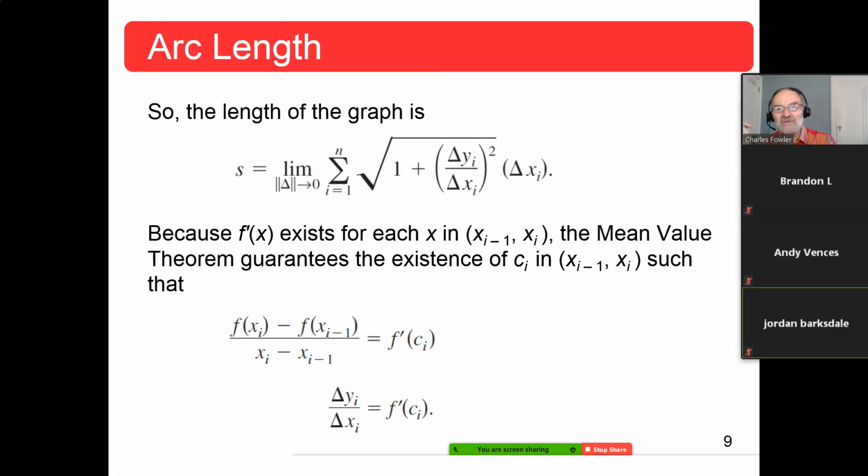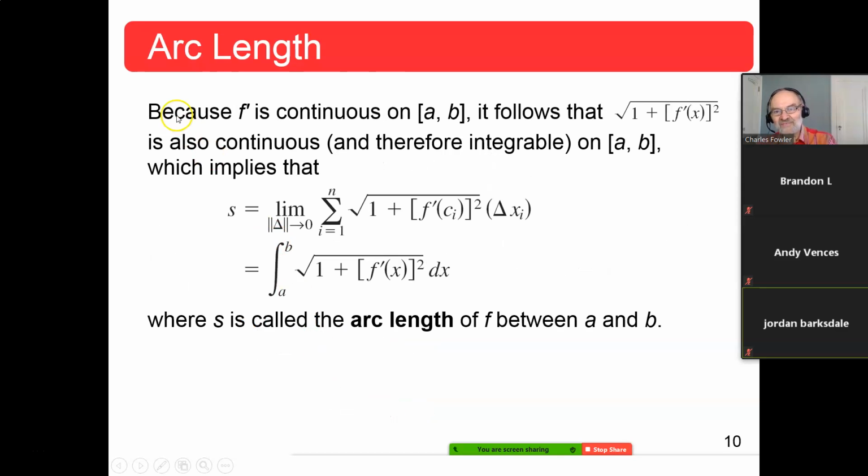The f prime had to be continuous, so it does exist for every x in that interval from a to b. So certainly between x sub i minus 1 and x sub i, it exists everywhere. The mean value theorem guarantees there is some c sub i in that interval, x sub i minus 1 to x sub i, such that this thing right here is exactly your derivative. So this thing in the limit becomes that, f prime at c sub i. It is exactly that, from the mean value theorem.